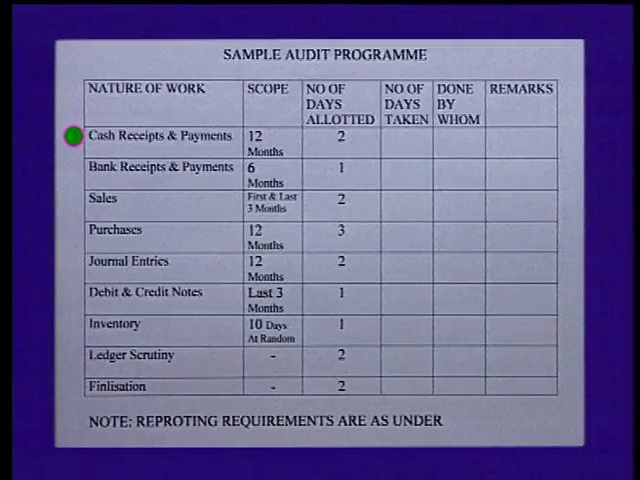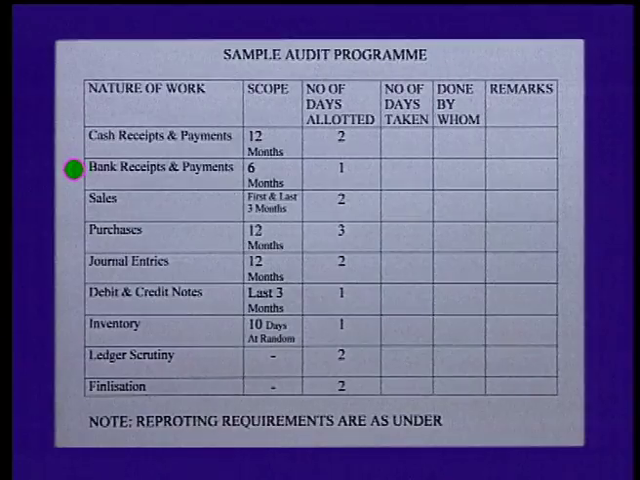Now, as I said, the audit program will also give the details of the work to be done. In my audit program, I have included these things: cash receipts and cash payments. The auditor thinks that the entire 12 months are to be done. The time allotted is 2 days. Similarly, the next point is regarding bank receipts and payments. 6 months vouchers are to be vouched and the time allotted is only 1 day.